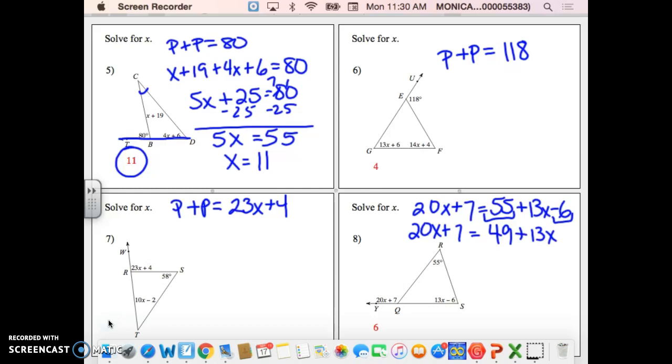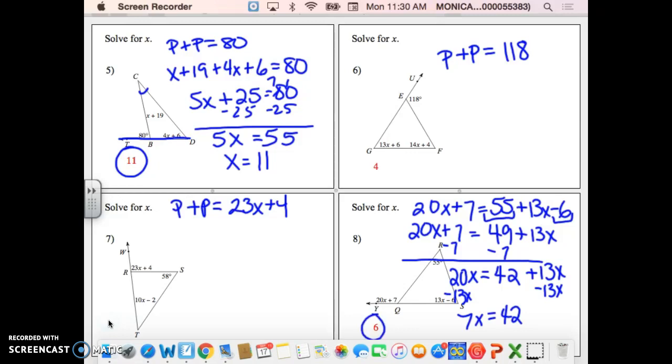Okay. Then what I would do is subtract 7. So you get 20x equals 42 plus 13x. Then subtract 13x. So you get 7x equals 42. And when you divide, you get x equals 6.